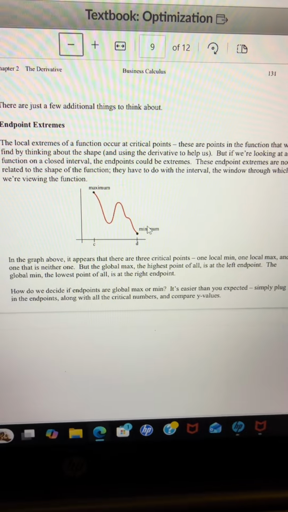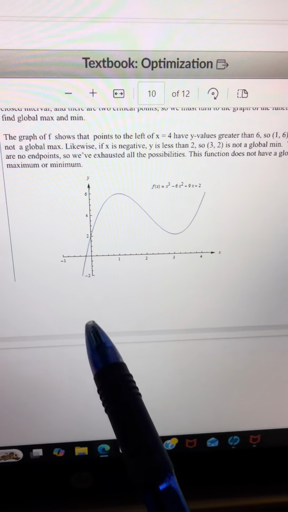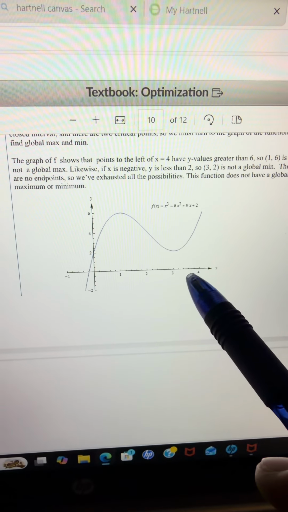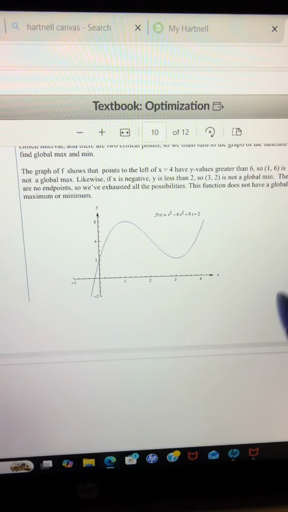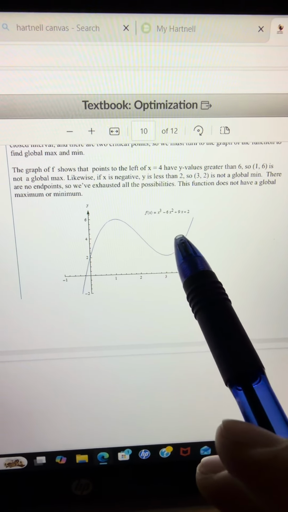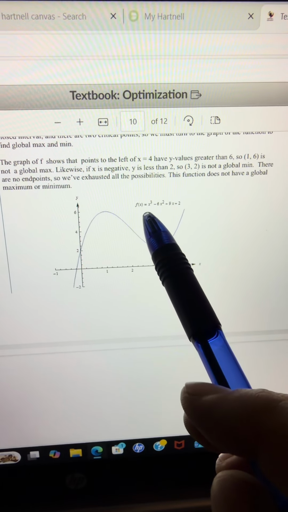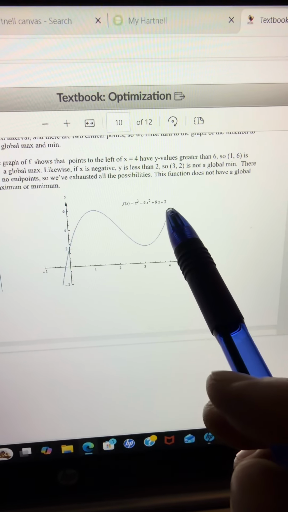And so, here we have a final example where we have a maximum of 6 here, a minimum of 2 here. We do have to interpret this whole function as one interval, and this function is x cubed minus 6x squared plus 9x plus 2.